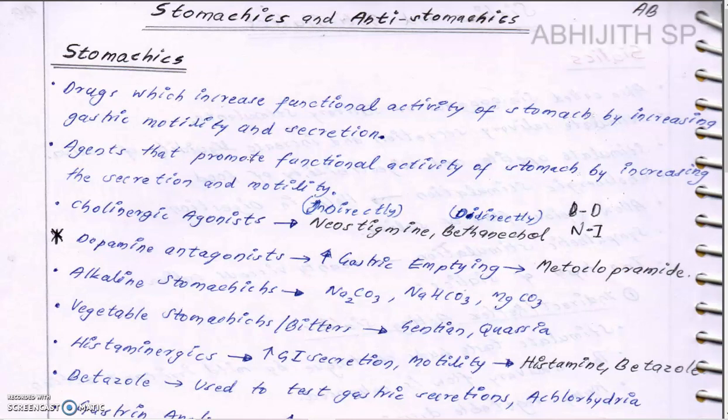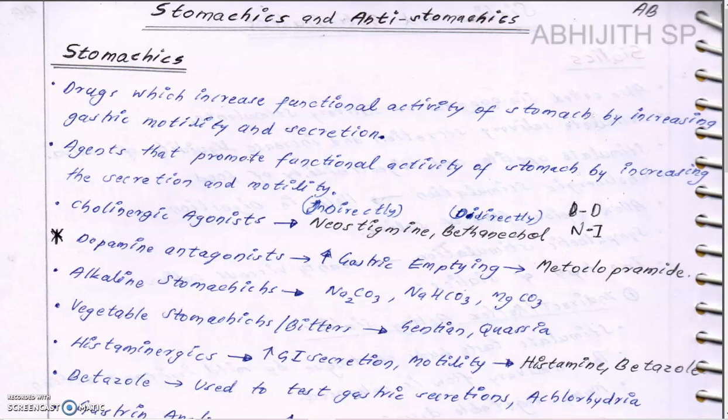So, actually, what is the functional activity of the stomach? To produce hydrochloric acid, digest the foods, break down the particles and send them to the intestine. There are several functions, but the main functions are breakdown of products, secretion of HCl, killing of bacteria, etc. So, stomachics are drugs given to enhance these functions.